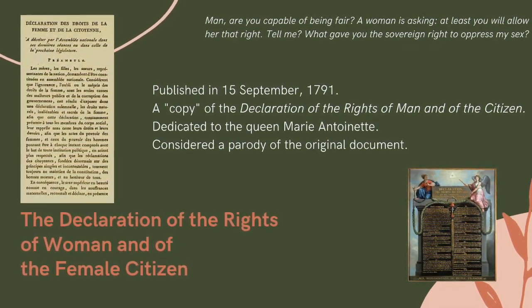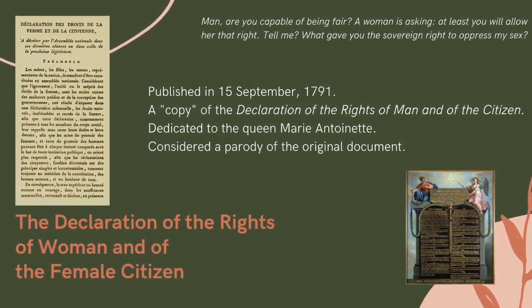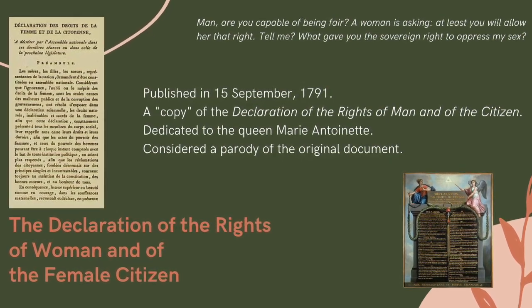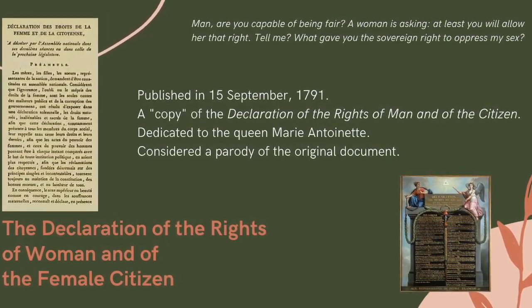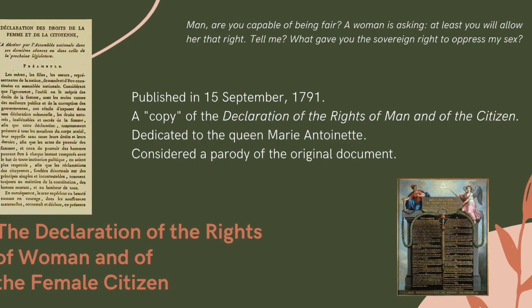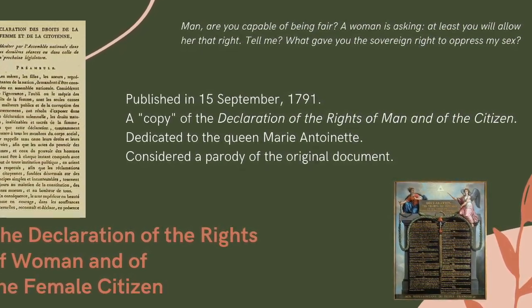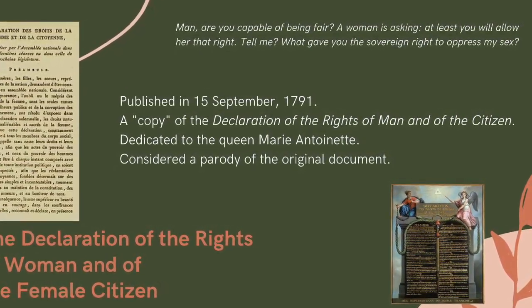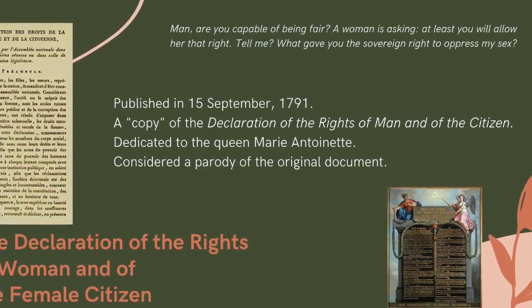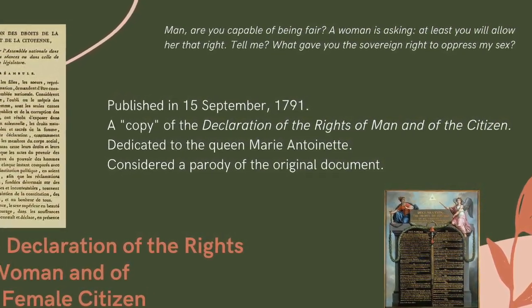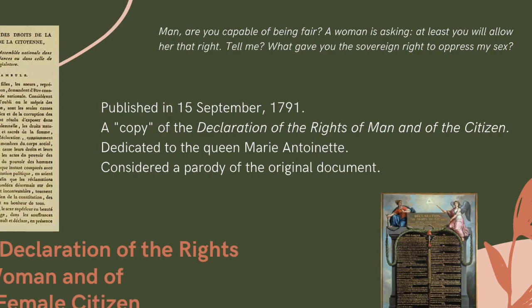Man, are you capable of being fair? A woman is asking. At least you will allow her that right. Tell me, what gave you the sovereign right to oppress my sex? It was published on September 15 of 1791, and it is a copy of the Declaration of the Rights of Man and of the Citizen, but including women.